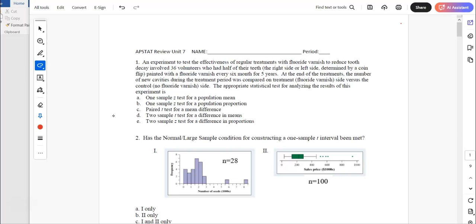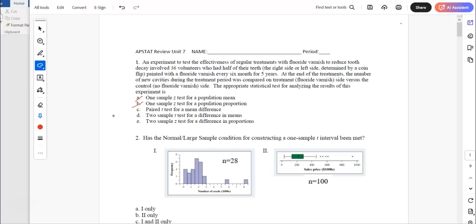At the end of the treatments, the number of new cavities during the treatment period was compared on treatment, fluoride varnish side versus control, no fluoride varnish. The appropriate statistical test for analyzing the results of the experiment is, okay, so they're testing both sides of the thing. So it's not one of the one samples, right?